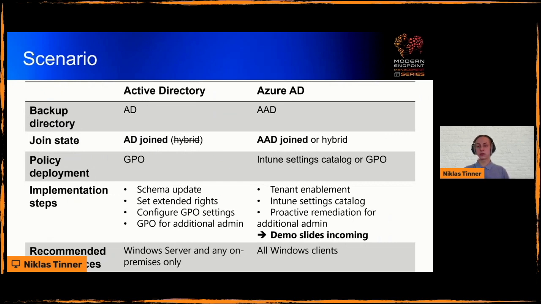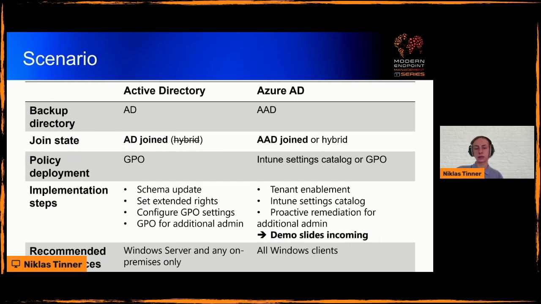And here I would do that if my client is Azure AD joined or hybrid joined, because then you can go vice versa. You can configure the GPO to back up the credentials to Azure AD, even though the client is only hybrid joined and not fully Azure AD joined. Policy deployment is accomplished through Intune Settings Catalog or GPO as mentioned.